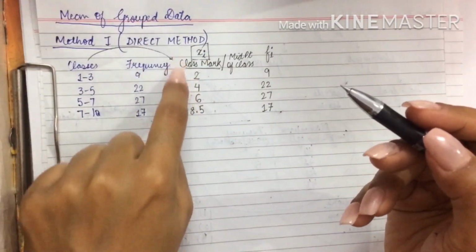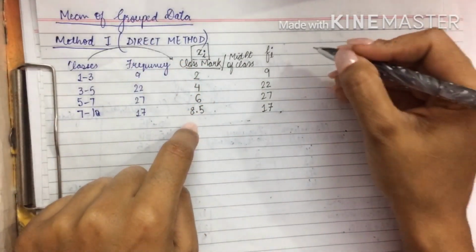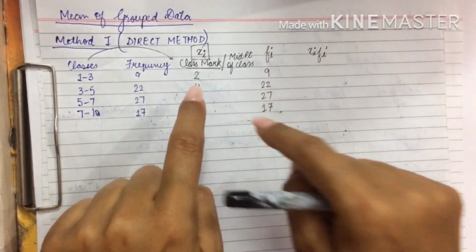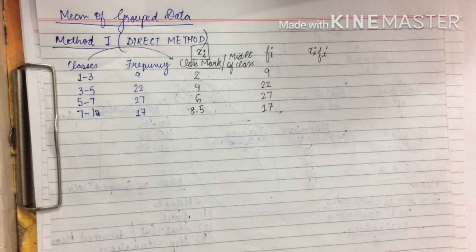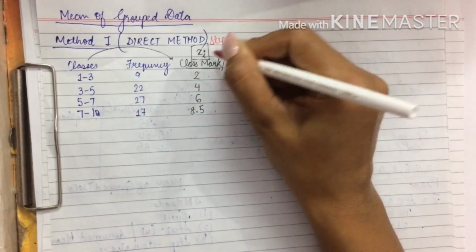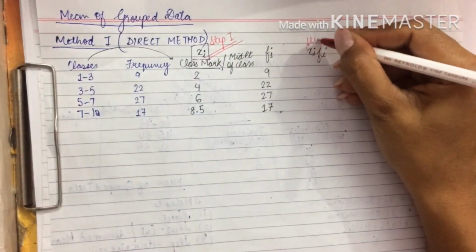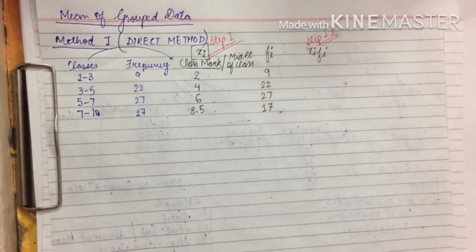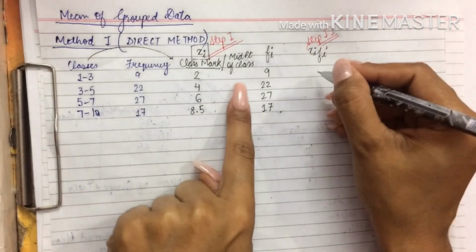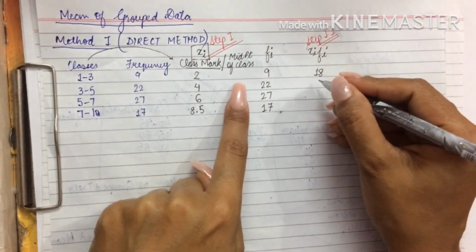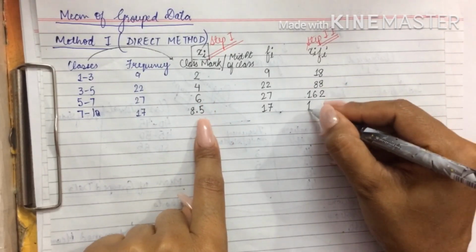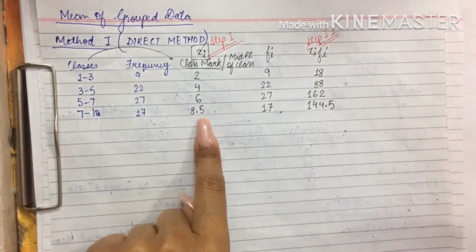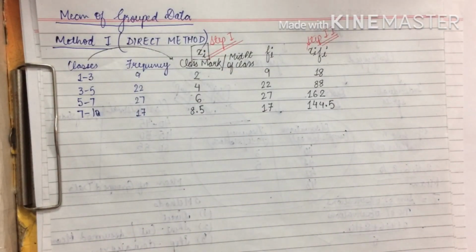This was your step 1, find the class mark. Then you have step number 2. You find the product of each of these class marks with their respective frequencies. So if I highlight for remembering, this is step number 1, find the class mark. This is step number 2, calculate the product of class mark with the respective frequency. So this comes out to be 18, 88, 162. Then this will be 144.5.